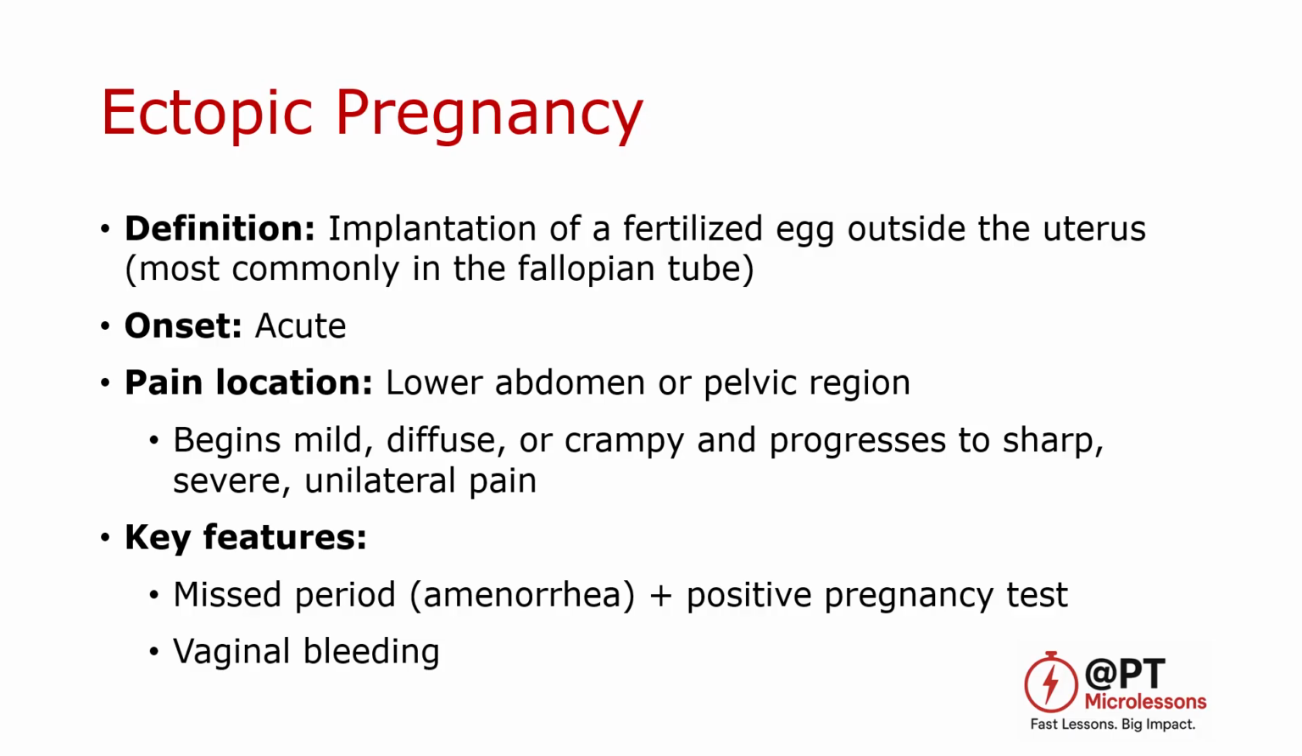However, it can become a medical emergency if rupture occurs, leading to hemorrhagic instability. Signs of instability include tachycardia, hypotension, pallor, and diaphoresis, which require activation of emergency medical services. The triad is amenorrhea, vaginal bleeding, and pelvic pain.